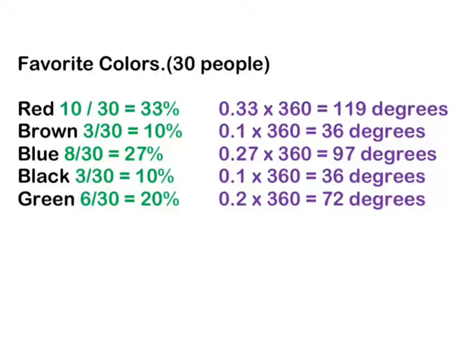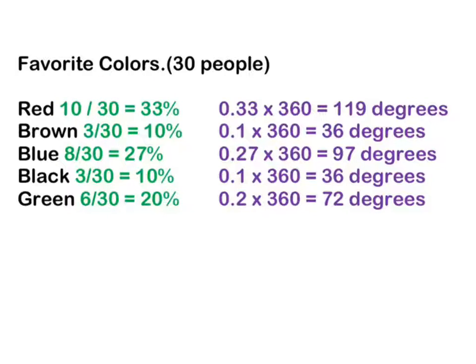So we are going to plot favorite colors, and we've interviewed 30 people. Now, of these 30 people, 10 like red, 3 brown, 8 blue, 3 black, and 6 green. And the way we work out the percentage on the pie chart is we take the 10 of the 30 and we divide them. 30 into 10 is 33%.